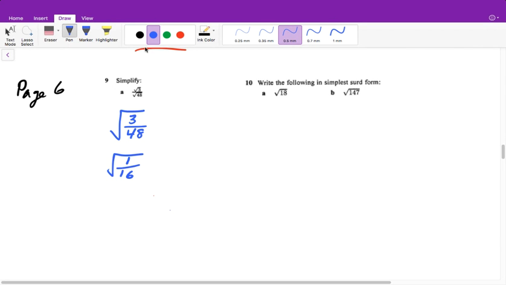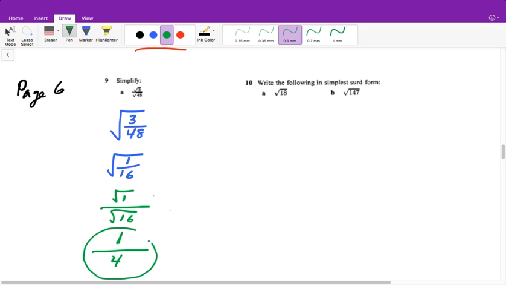over 16. And this was a mistake that a lot of you guys made in the last test that you took. The square root of 1 over top of the square root of 16, we can now separate them. Well, the square root of 1 is equal to 1, and the square root of 16 is equal to 4. So this simplifies to 1/4.